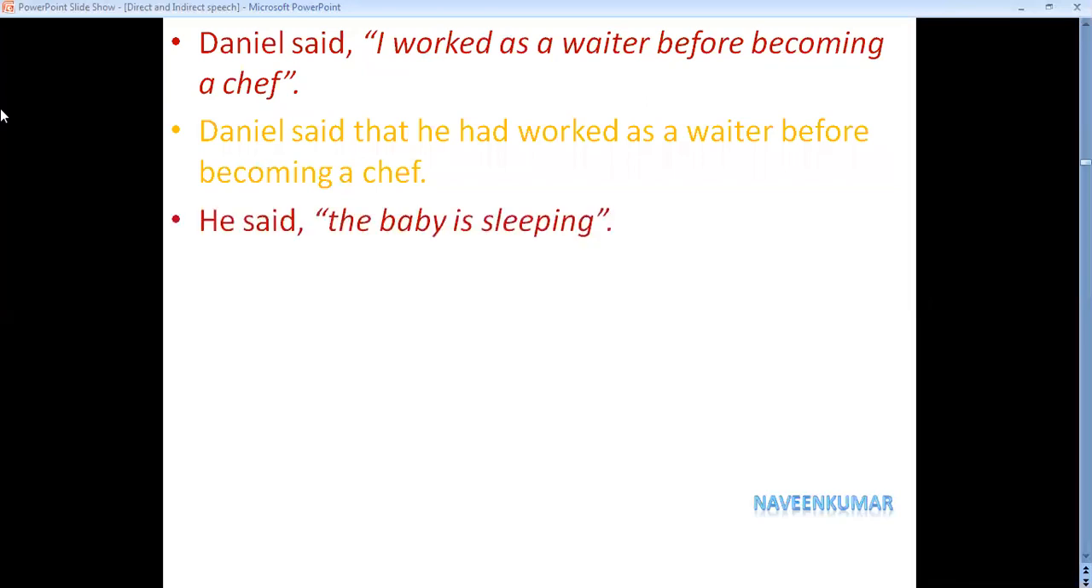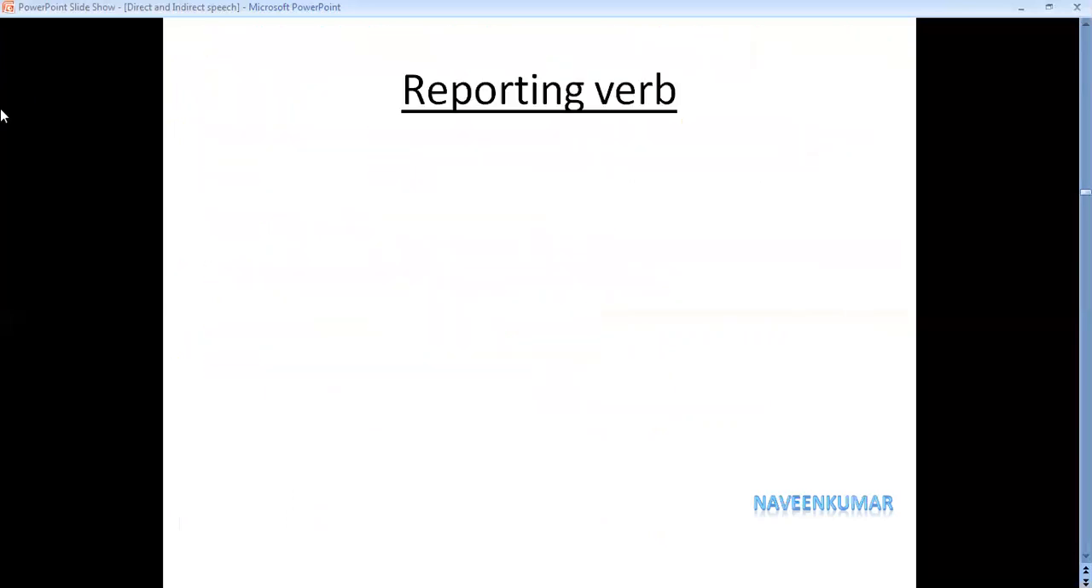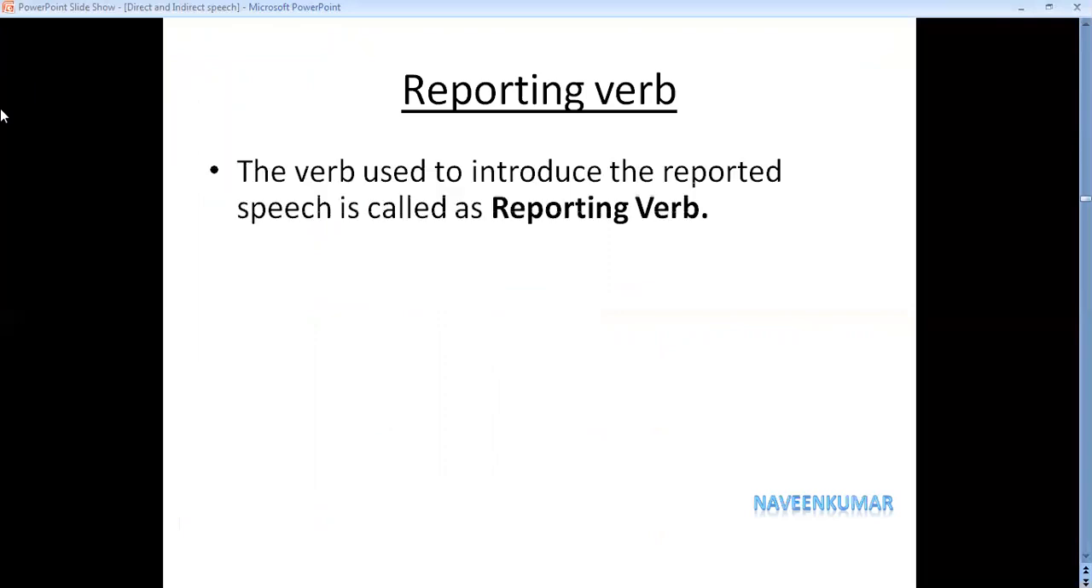He said, "The baby is sleeping." He said that the baby was sleeping. She said, "I have hurt my leg." She said that she had hurt her leg. Okay. Reporting verb. So what is a reporting verb? The verb used to introduce the reported speech is called a reporting verb. So the verb which introduces the reported speech.